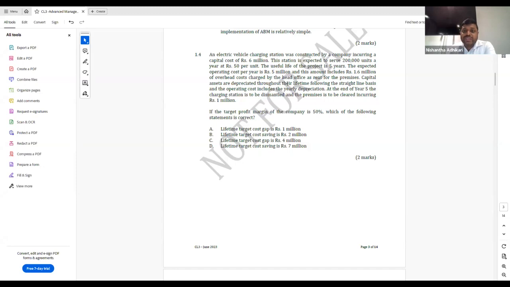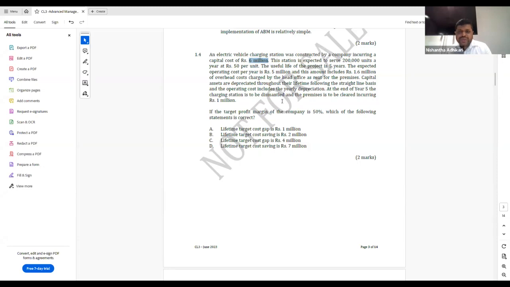Capital assets are depreciated throughout their lifetime following the straight line basis, and the operating cost includes the yearly depreciation. Now, out of that 5 million, it includes the yearly depreciation as well. That means the entire 6 million is being depreciated. Anyway, in life cycle costing, we will consider total cost incurred over the life cycle. Therefore, we can either consider the 6 million initial investment as a bulk, or we can consider the total depreciation; both are the same, and you should not duplicate. If you take the 6 million initial investment, you should not include depreciation, because this asset is being depreciated over the lifetime.